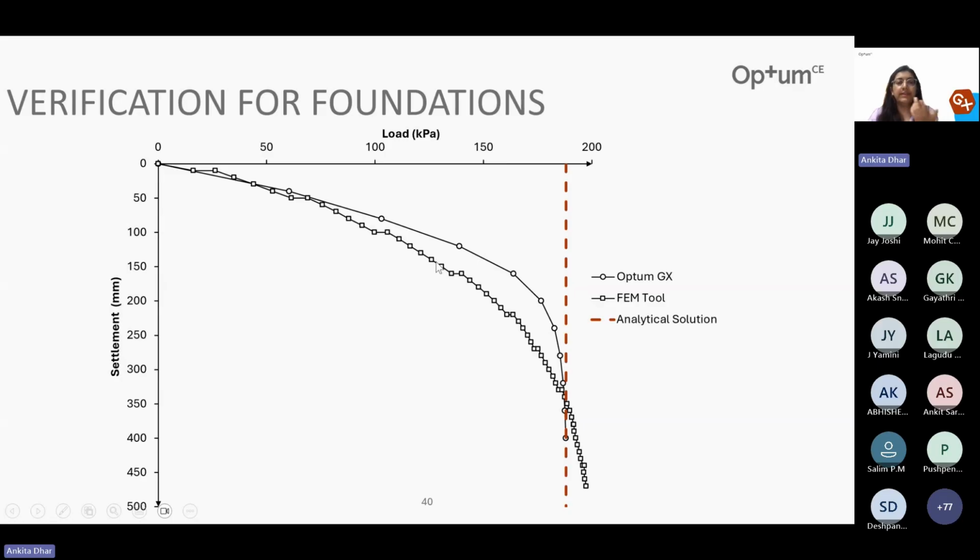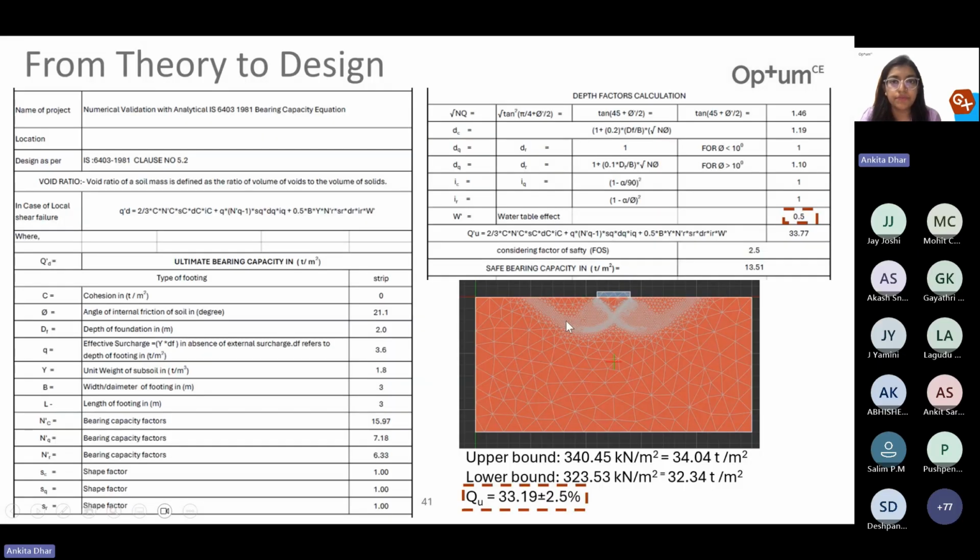And if you see, these are the comparative results. So we have taken this validation problem for another FEM tool. And these are the results from the FEM tool. And this is the result from Optum GX. And this is the exact analytical solution. And you can see how it is matching closely with the analytical solution.